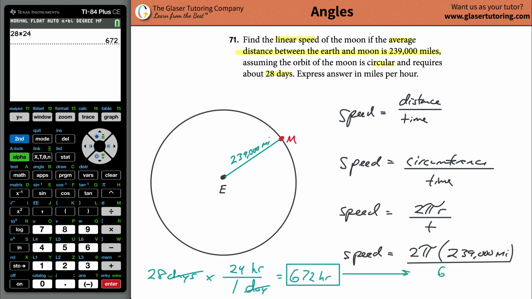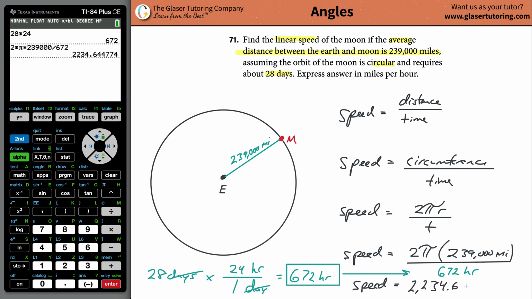So this is the hour value that's going to go at the bottom, and now when you do your calculation, it will be in miles per hour. So speed will equal, now plug it in: 2 times pi, multiplied by 239,000, and divide it by 672. Boom. There's your linear speed. It's going to be 2,230 point 4.6, wherever you have to round it.